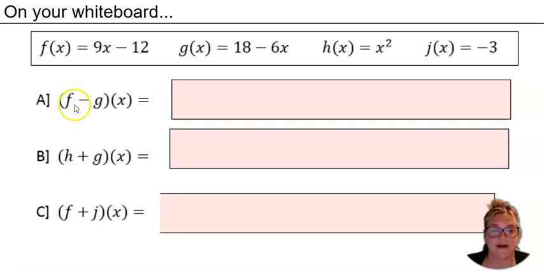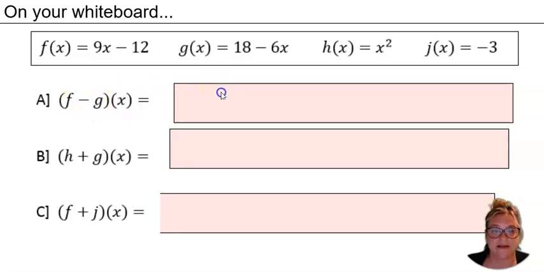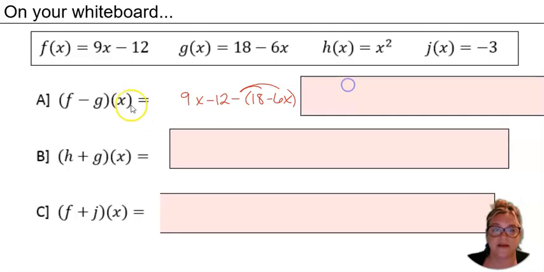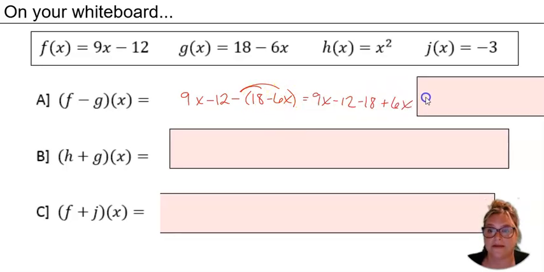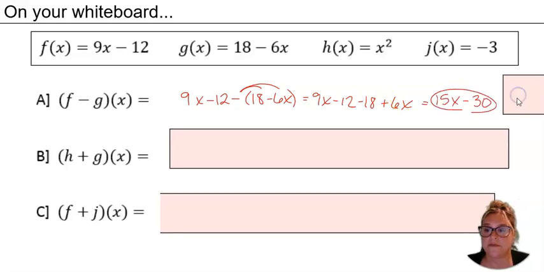So A, we have f minus g of x, and that's going to be the function f, 9x minus 12, then minus and parentheses grouping g of x, which is 18 minus 6x. We need those parentheses with subtraction so that we can distribute that negative to each term in the binomial. And that's going to be 9x minus 12, then minus 18, and then a negative times a negative is a positive 6. And we combine our like terms to get 15x minus 30.